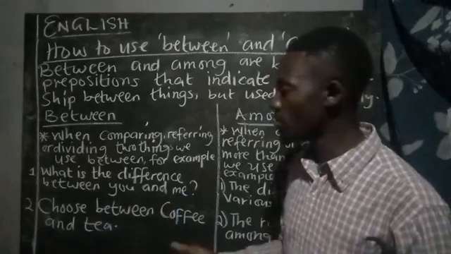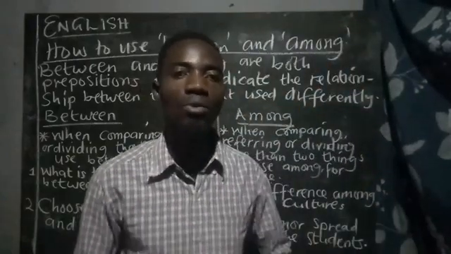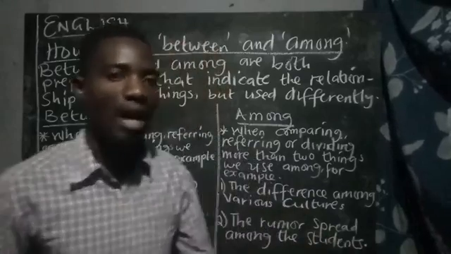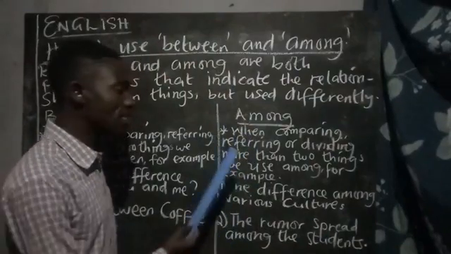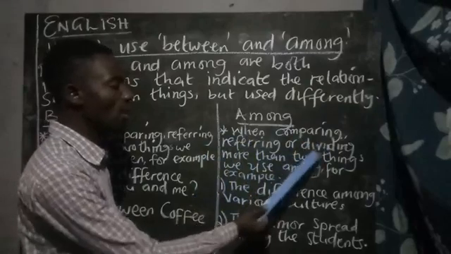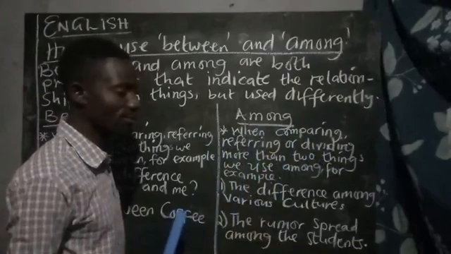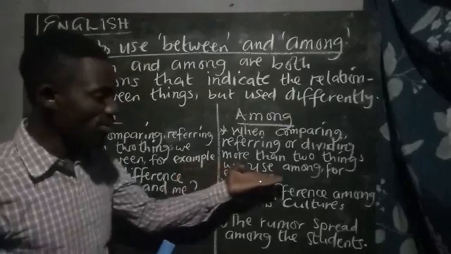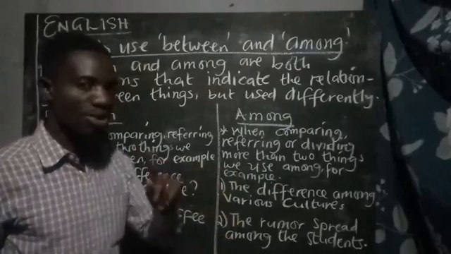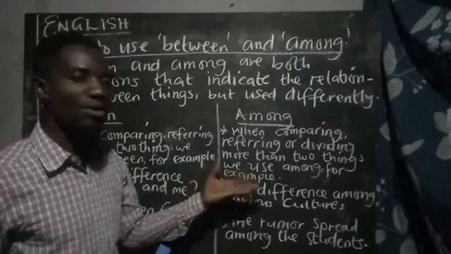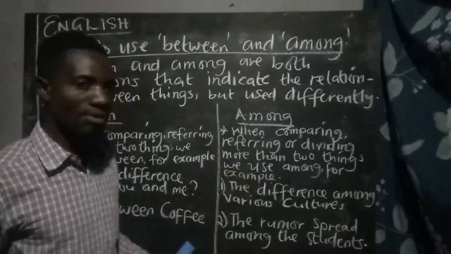Now that we've known what between means, let's now understand what among is, or when we are supposed to use the word among. The preposition among is used when comparing, referring, or dividing more than two things. We use among. So when dividing, comparing, or referring to more than two things, we use the preposition or the word among. Let's check our two examples here.